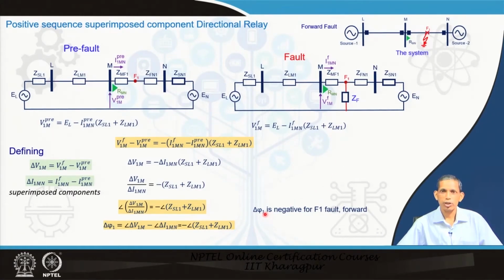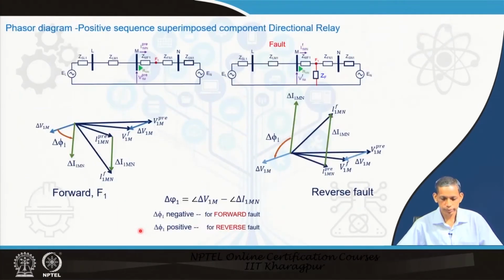Similar to the earlier sequence component based approach, in the case of positive sequence superimposed components delta V1 and delta I1, the angle difference gives us a similar logic for directional relaying using superimposed components. Delta phi 1 is negative for a forward fault. The only difference is that we are not taking current angle minus voltage angle; we are now taking voltage angle minus current angle.